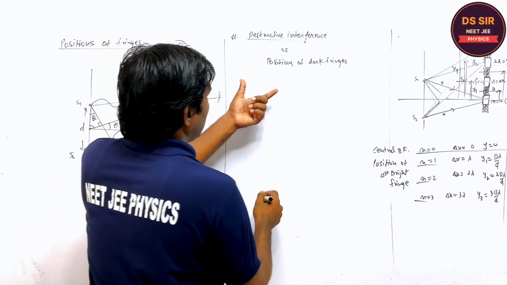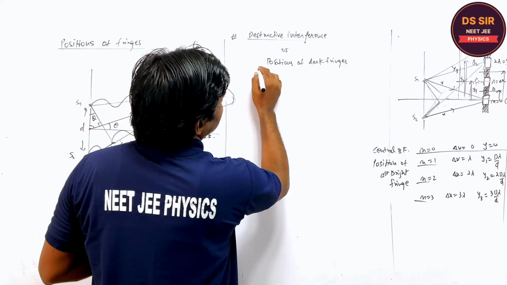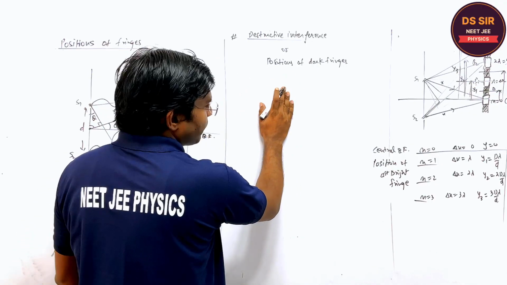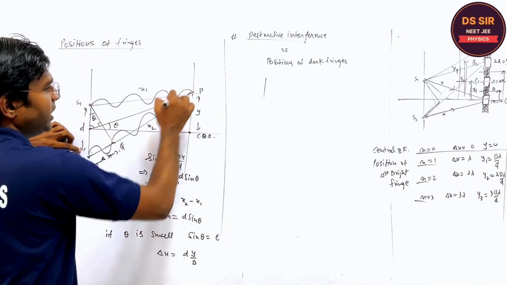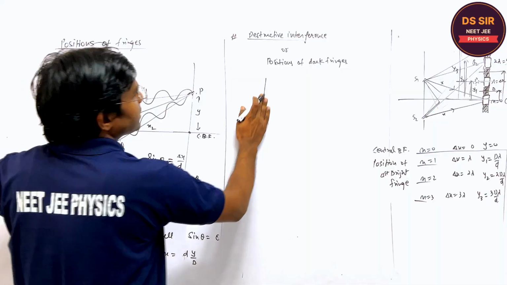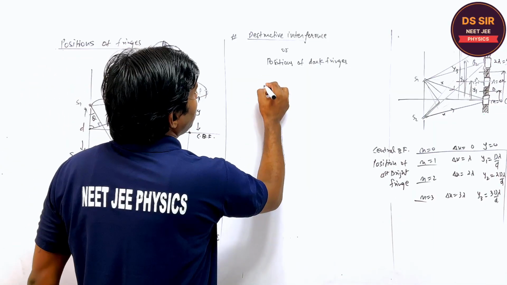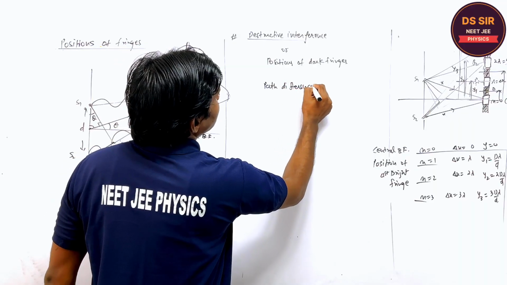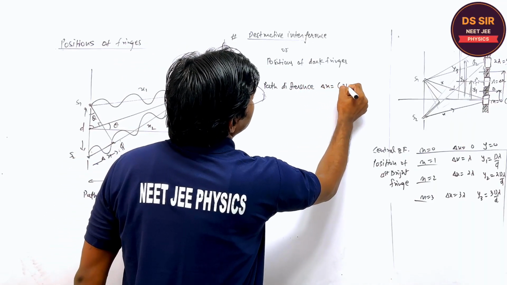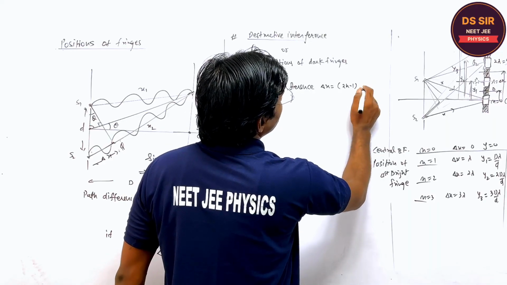Okay, I'm making the figure once again, right? The position of dark fringe, suppose this is the point, again the path difference is delta x. What is the condition of the destructive interference? The path difference delta x must be equal to what? (2n minus 1) into lambda by 2. Did you remember or not?